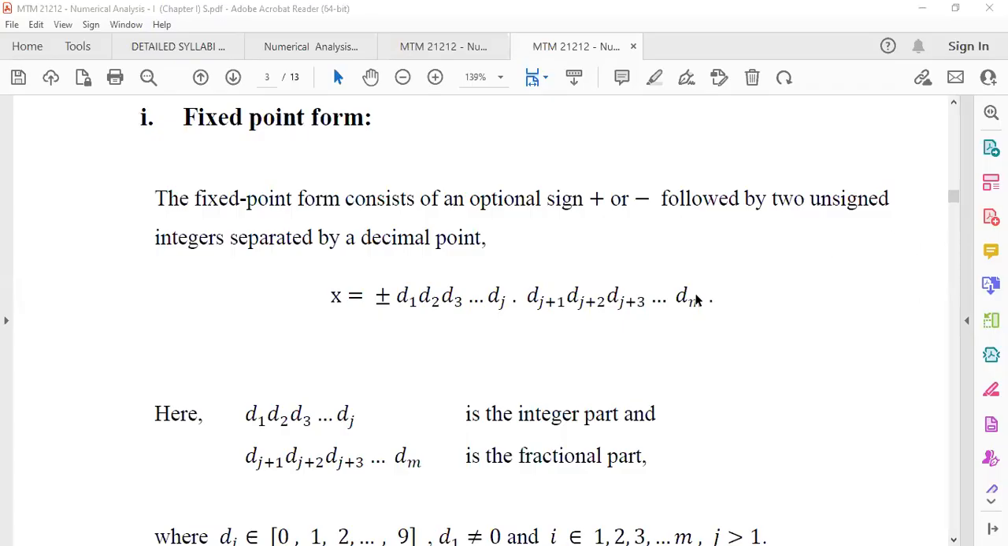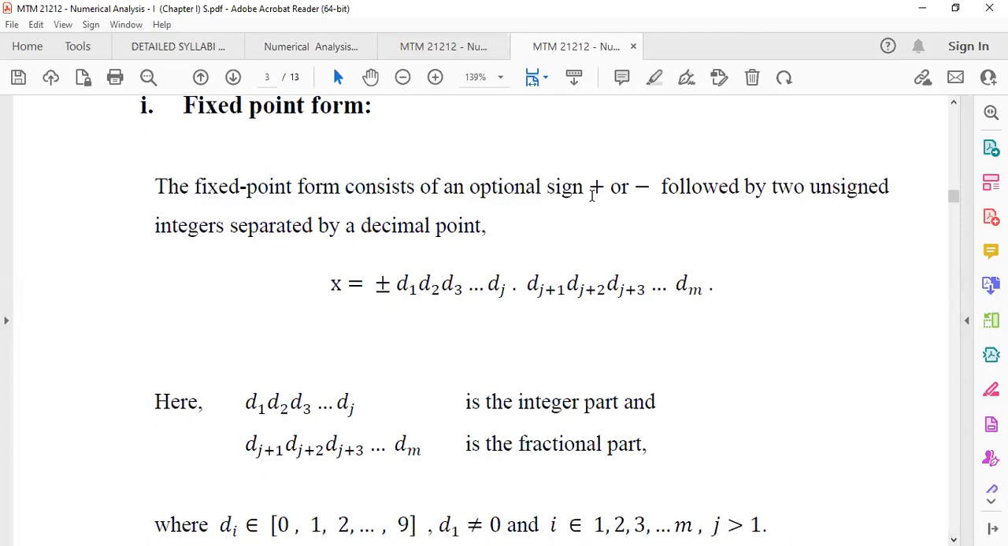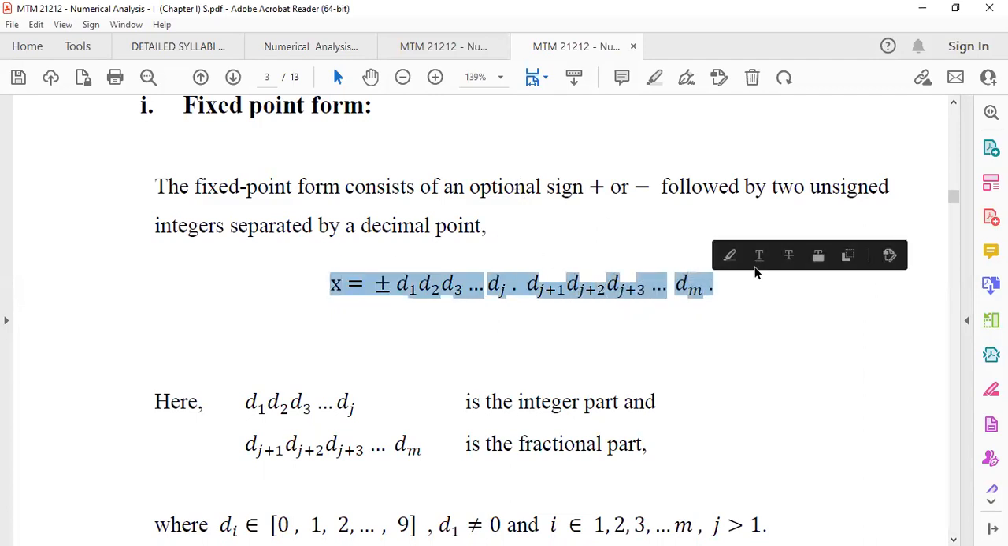As I said, real numbers can be divided into two types. One is fixed point, and the other one is floating point. Fixed point consists of an optional plus or minus followed by two unsigned integers separated by a decimal point. So as I said, this will be the format of fixed point.